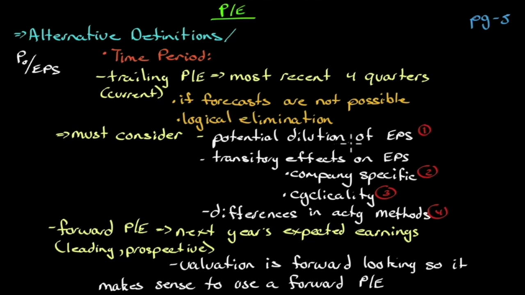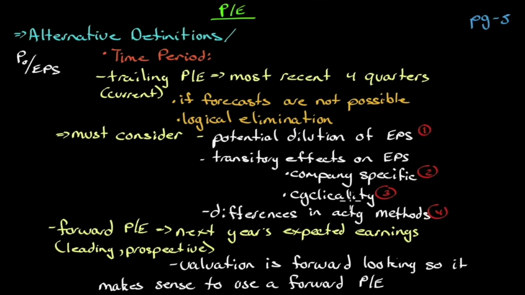You have to consider in the trailing PE potential dilution of earnings per share, and transitory effects on earnings per share. So if you're looking at the most recent 4 quarters, was there something in one of those quarters that is going to cause a bit of grief? Maybe it was a one-time event. Should we take it out? Was it a company-specific event? Is there cyclicality involved?